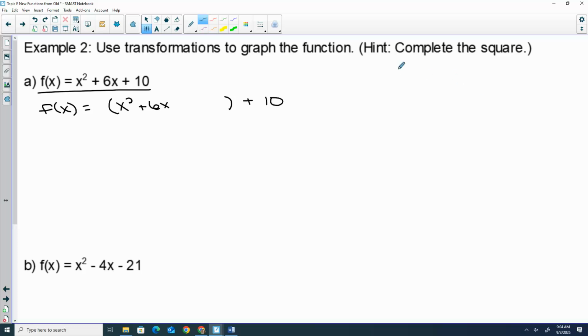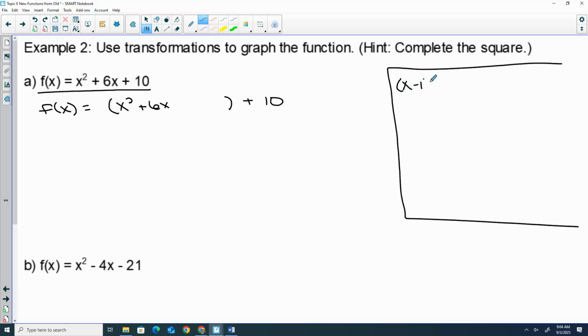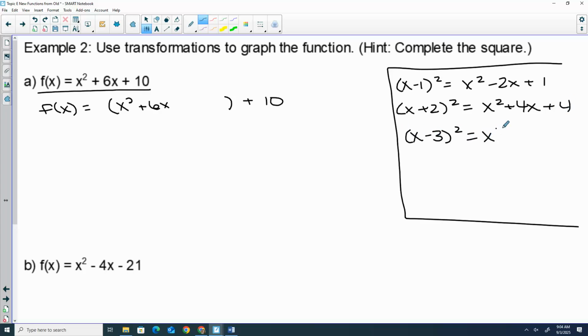So remember, the idea with completing the square is to create a perfect square. Like if you have x minus 1 squared, we know that goes to x squared minus 2x plus 1. If you have x plus 2 squared, that's x squared plus 4x plus 4. If you have x minus 3 squared, that's x squared minus 6x plus 9. We are trying to build something like the right-hand side so we can factor it into the left. So the pattern, remember, it's always half of this middle term squared to get the constant.